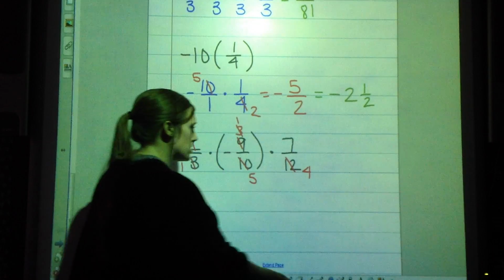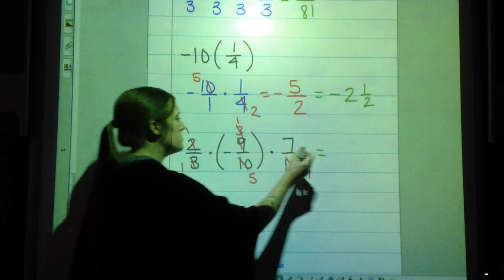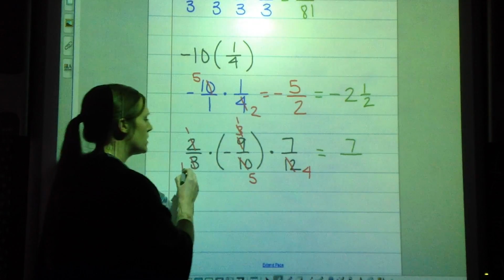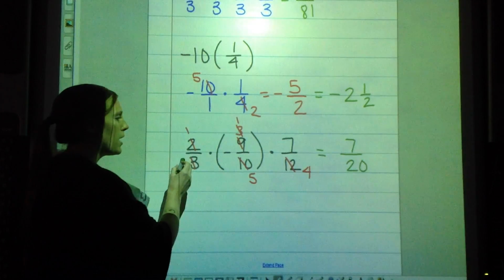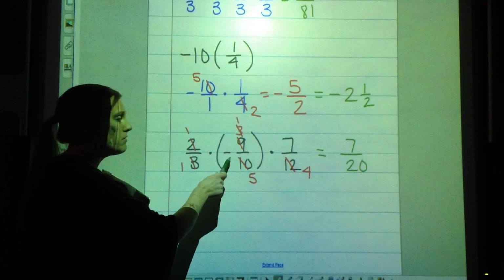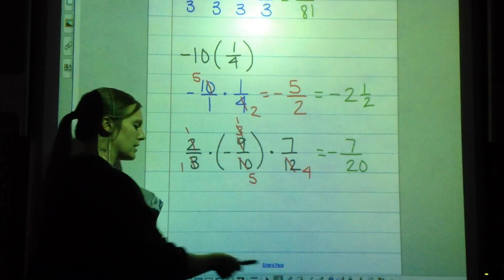Now I'm going to multiply straight across. So I have 1 times 1 times 7. And 1 times 5 times 4. A positive times a negative is a negative. A negative times a positive is a negative. And I can't reduce 7 anymore.